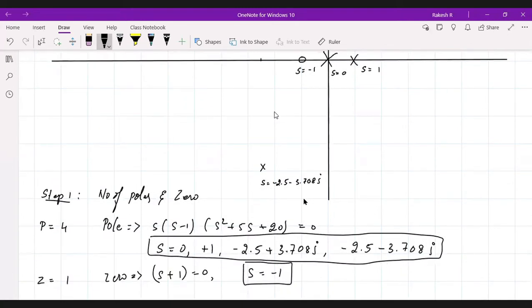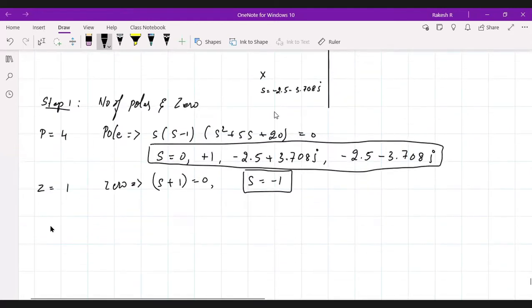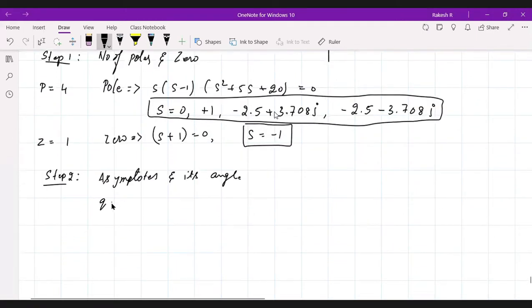Right. Next, what is the second step? Step 2 is to find out the asymptote and its angle, right? To find out asymptote, what we need to do? We need to have q. Q is what? Q is equals to p minus z, right? So this is 4 minus 1, that is 3.